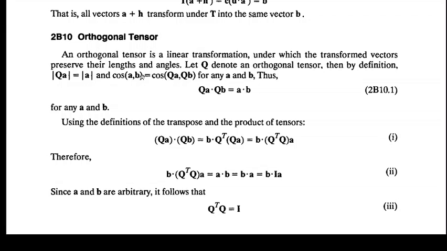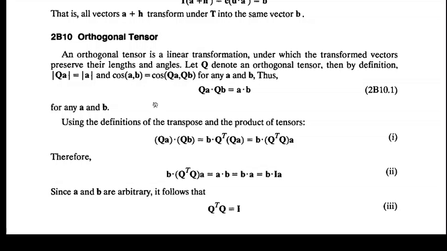This is the first part of the definition: before and after transformation, length must be preserved. If A and B are vectors before transformation, and after transformation we have QA and QB, length of QA will be equal to length of A, and length of QB will be equal to length of B if Q is orthogonal. This is the definition.